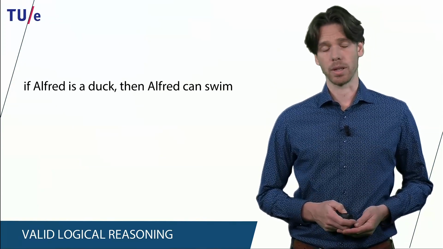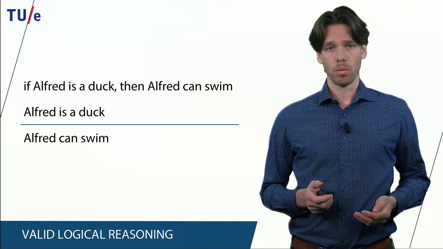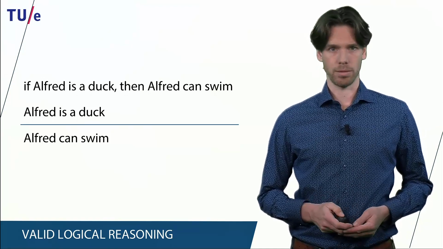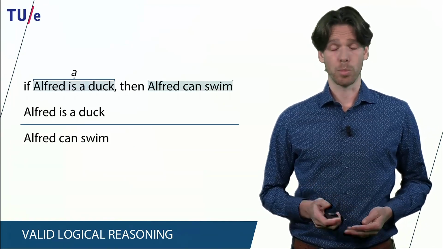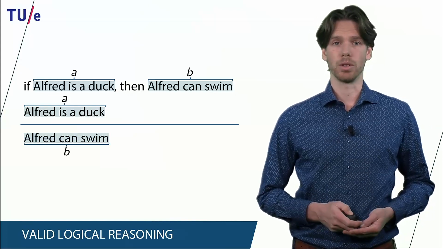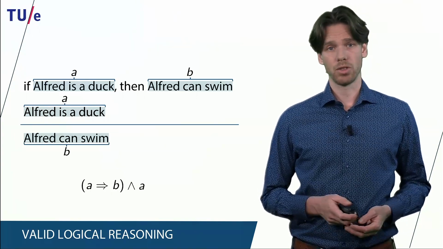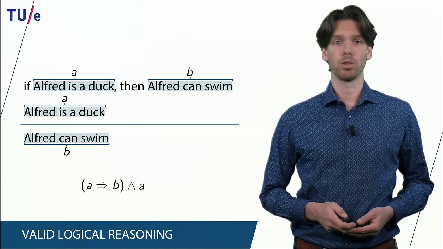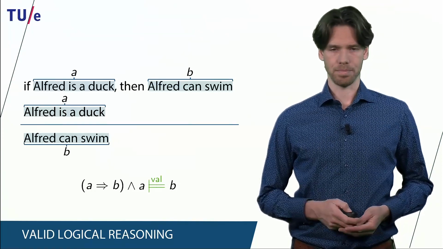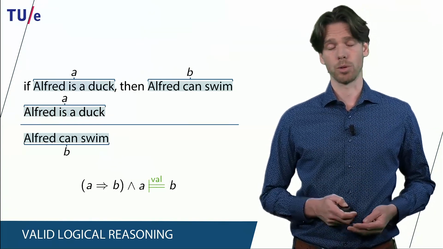If Alfred is a duck, then Alfred can swim. Alfred is a duck, so Alfred can swim. You can use propositional logic to analyze whether this argument is correct from a logical perspective. The idea is then to introduce proposition variables for the smallest propositions that occur in the argument, recognize that the first premise is an implication, the second premise is a simple proposition variable, and see that actually the proposition variable B is a logical consequence from the implication A implies B and the left-hand side of the implication A. So propositional logic confirms that the argument we give here is correct from a logical perspective.